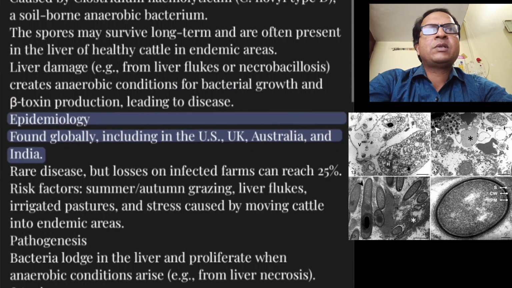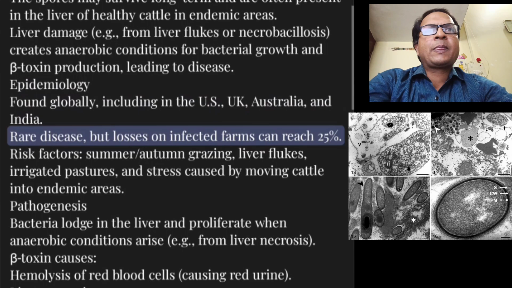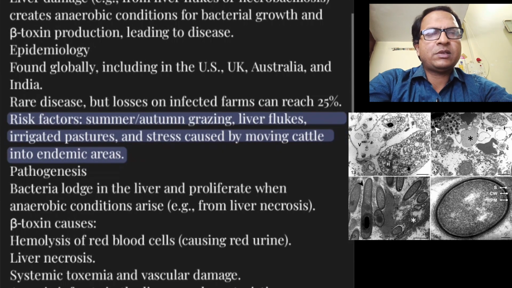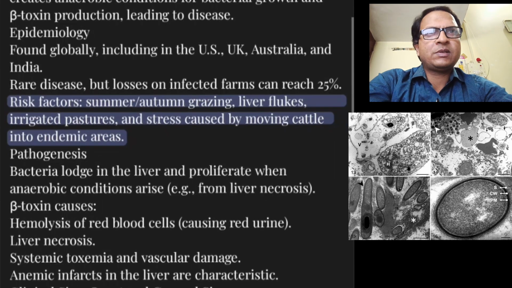Epidemiology: found globally, including in the US, UK, Australia, and India. Rare disease, but losses on infected farms can reach 25%. Risk factors: summer and autumn grazing, liver flukes, irrigated pastures, and stress caused by moving cattle into endemic areas.